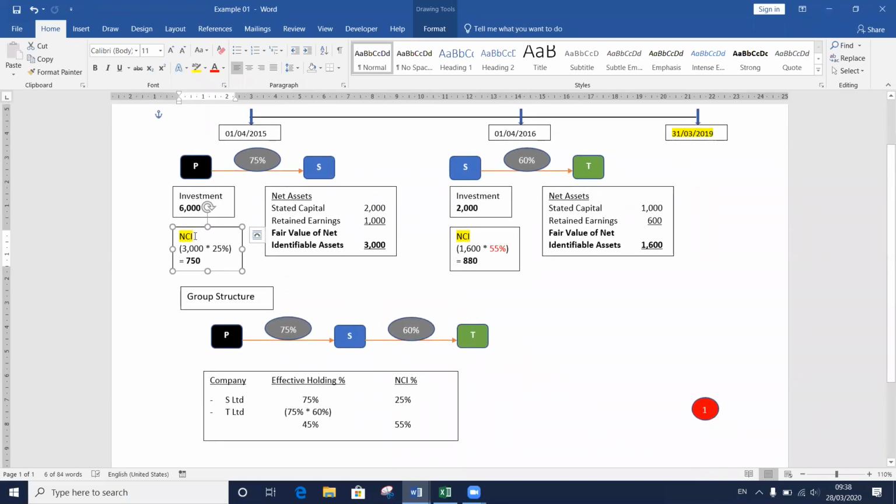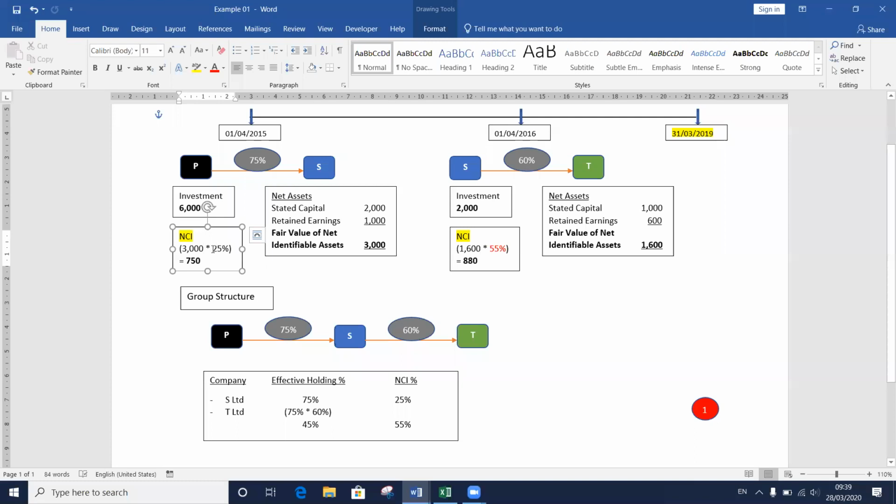See here how I have determined the NCI value. Fair value of net identifiable assets. The amount is 3000, right? On the acquisition date, the net asset value of this company S is 3000.